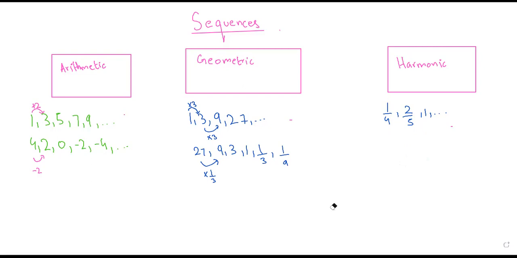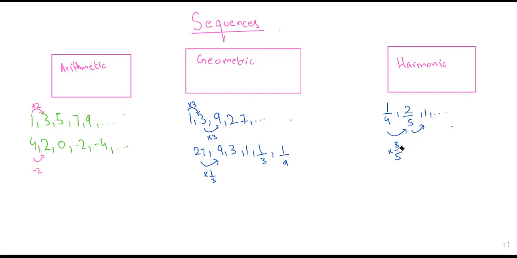We'll be quick. We'll see if it's a geometric sequence or not. So I will do 2 by 5 divided by 1 by 4. So this time around, I need to multiply 8 by 5 in order to get 2 by 5. And let's see if I multiply 8 by 5 with 2 by 5, do I get the same thing? No, I don't, right? This means that this sequence is not geometric because we do not have a common ratio.